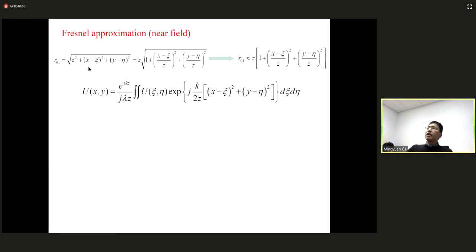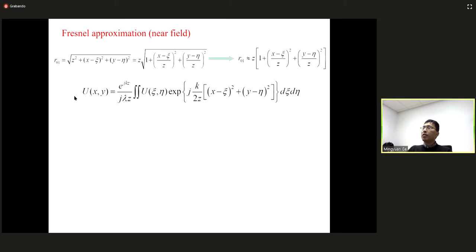Since directly making use of this equation is very difficult, we need to make some approximation to be treatable in analytical mathematical ways. So first, let's do the first approximation this way. We put the z outside and get this formula. If the squared part, like (x minus epsilon) divided by z, is very small compared to 1, approaching 0, we can approximate this complex square root part into a linear part. Then the wave distribution in the detector plane is simplified into this form.